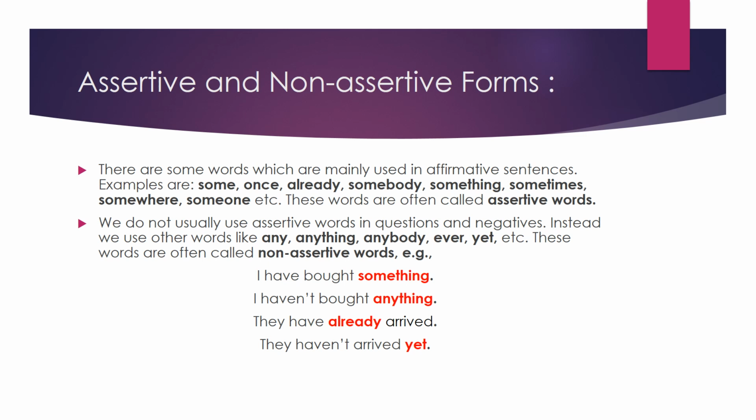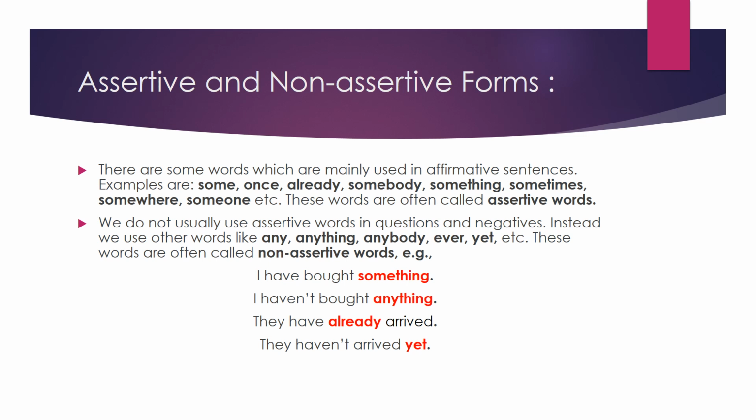So for example, some in the positive sentence becomes any in the negative sentence. Once in the positive sentence becomes ever in the negative sentence. Already in the positive or affirmative sentence becomes yet, and so on. For example, we say, I have bought something. So this sentence is affirmative, that's why I use something as an assertive form.